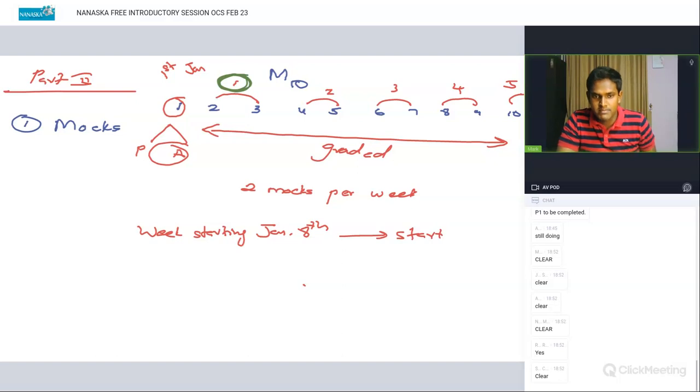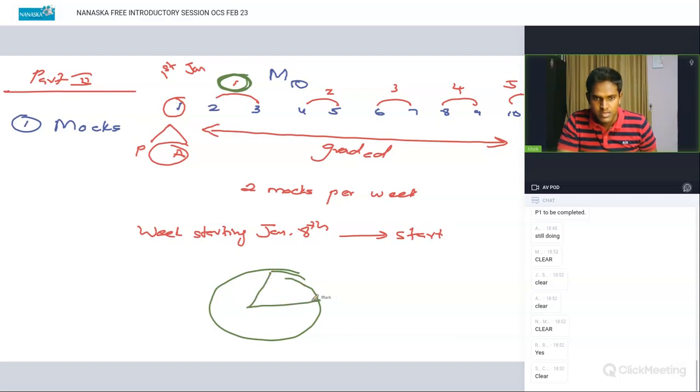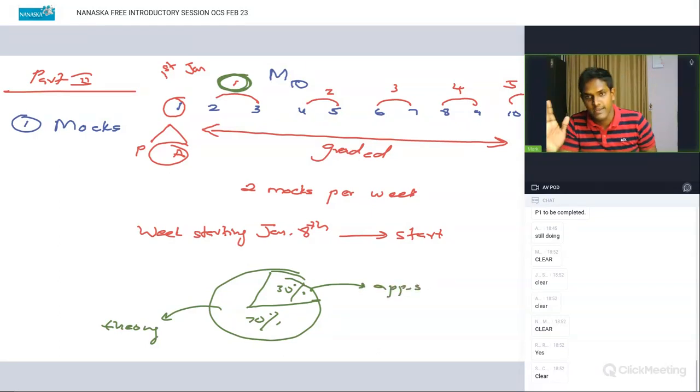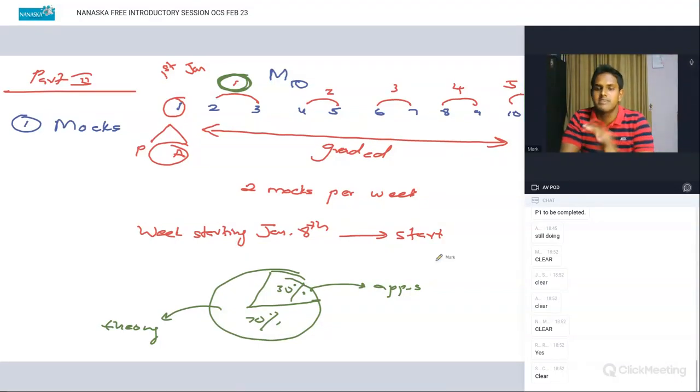Right? So remember, when it comes to your exam, 70% of your paper will be based on theory. 30% will be on applications, right? And others, right? So 70 to 80%, 70 to 75% very easily will be based on theory.